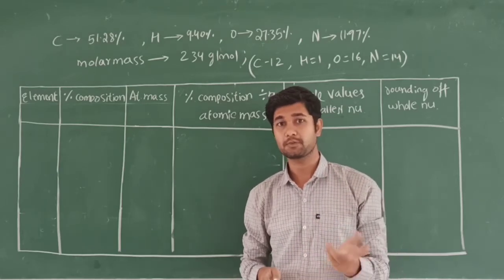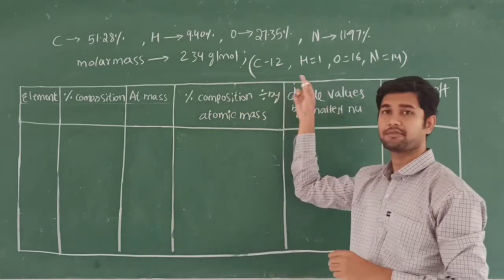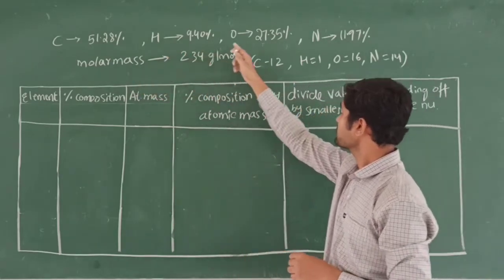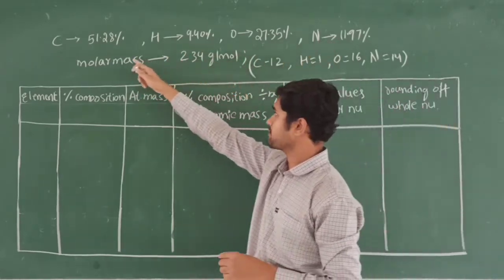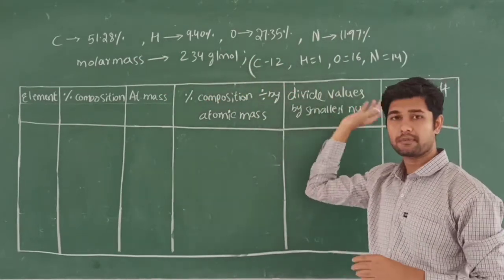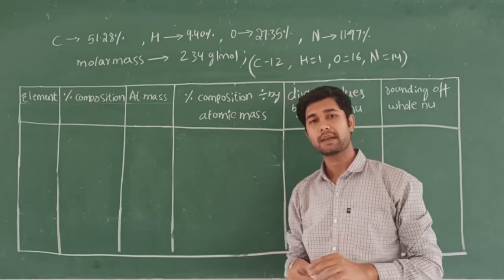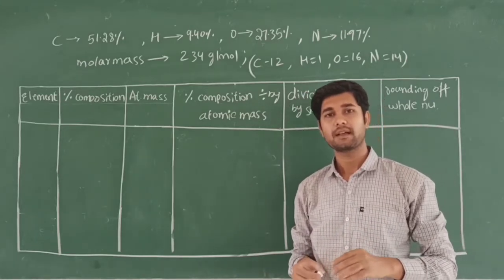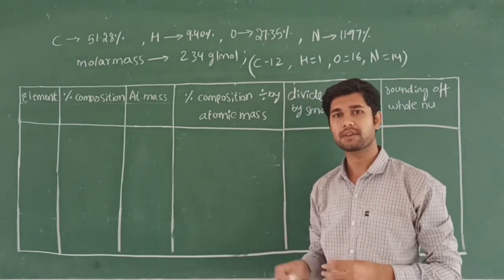Three elements have been given, two elements have been given. Now four elements are given: carbon, hydrogen, oxygen, and nitrogen, with their respective percentage composition, the molar mass, and the atomic masses. So we are going to find the empirical formula and the molecular formula, like we have seen in the previous two problems.